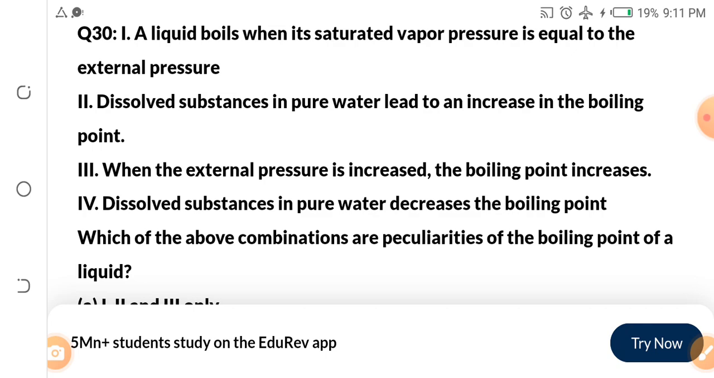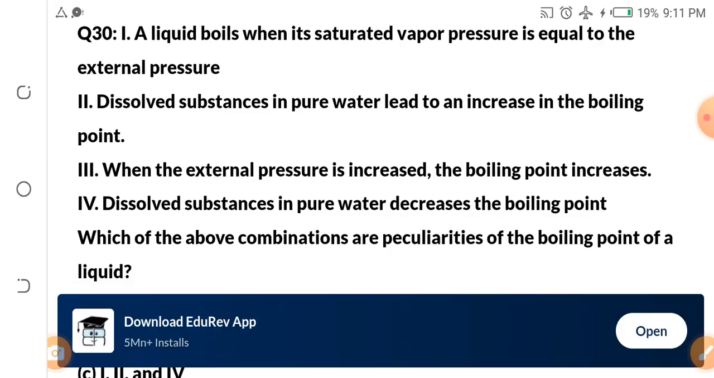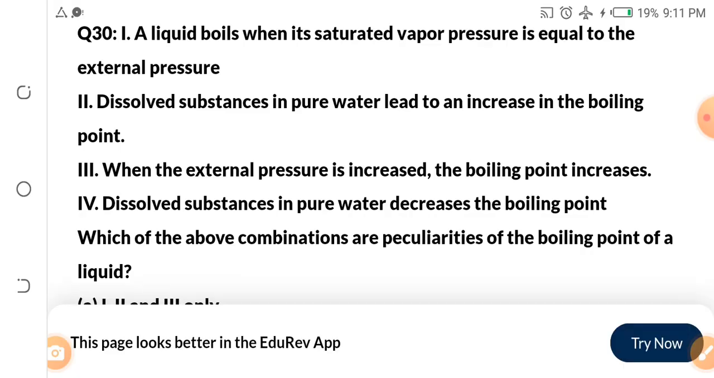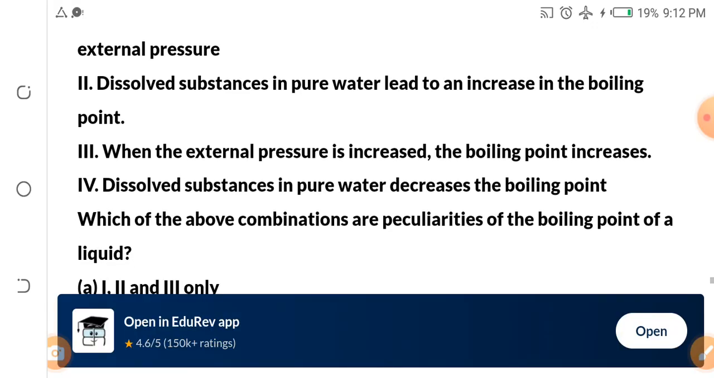Statement 1. A liquid boils when its saturated vapor pressure is equal to the external pressure. Statement 2. Dissolved substances in pure water lead to an increase in the boiling point. Statement 3. When the external pressure is increased, the boiling point increases. Statement 4. Dissolved substances in pure water decrease the boiling point. Which of the above combinations are peculiarities of the boiling point of a liquid?